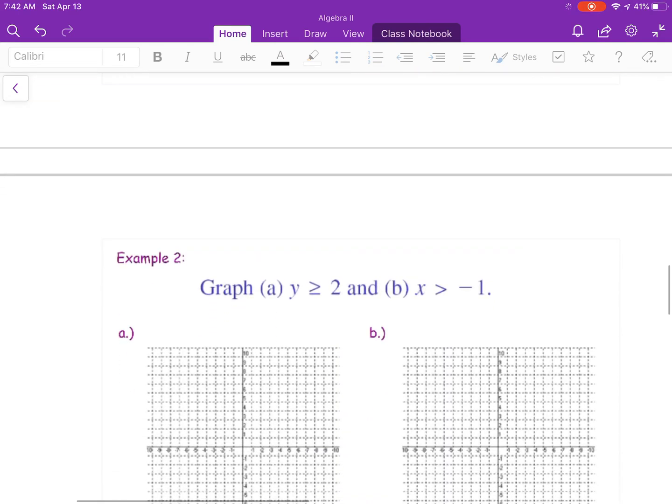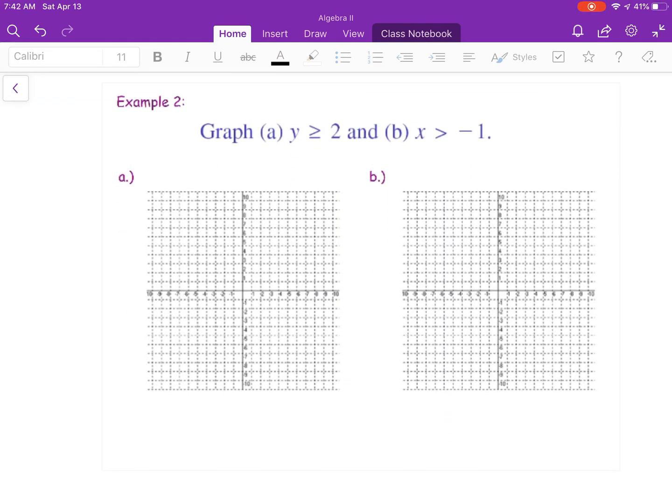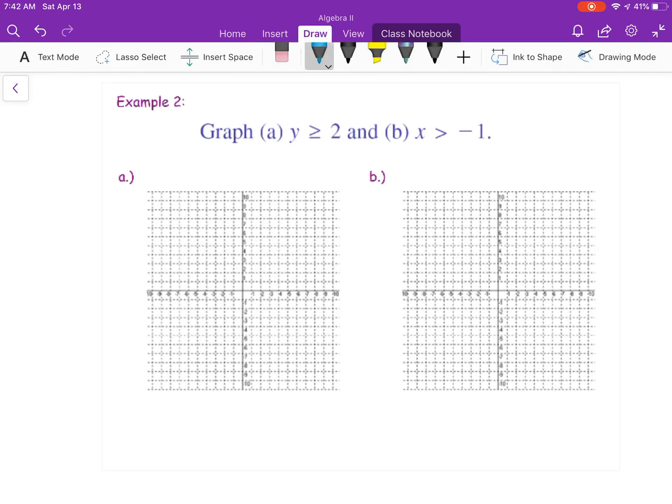Okay, so let's try that again, just with a couple of vertical and horizontal lines, just to get some practice graphing those. So if I were to put those on the number line, here y is greater than or equal to 2. I've got myself a horizontal line at y is equal to 2. And because it's got that equals underneath it, I'm going to make that solid.